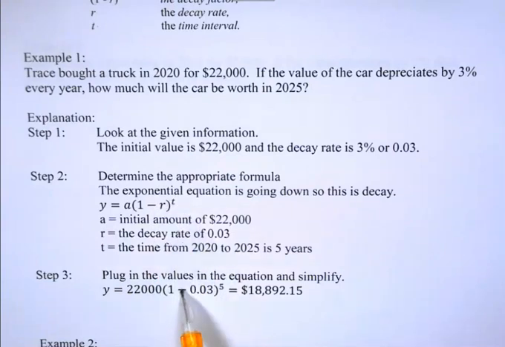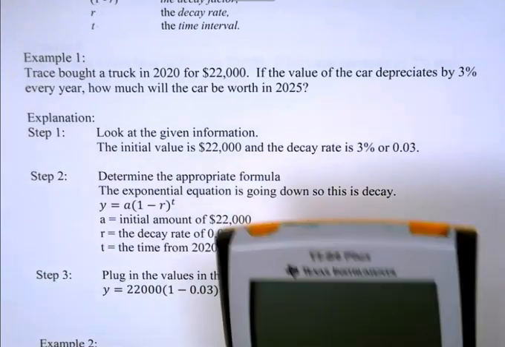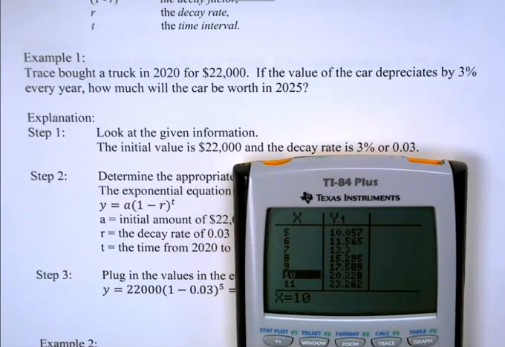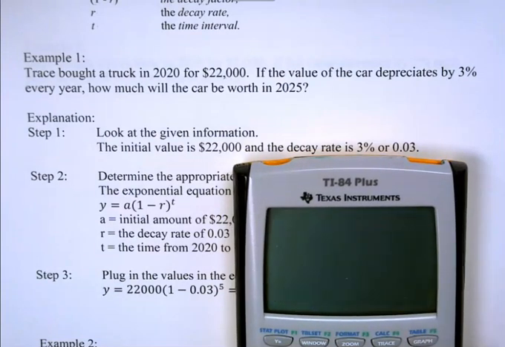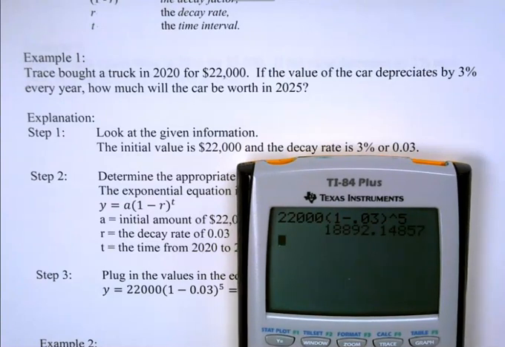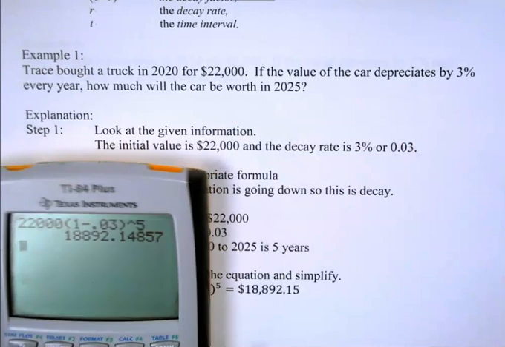So I plug those pieces of information in, and I'll get $18,892.15. So you can type that directly in on your calculator. So I have 22,000, parenthesis 1 minus 0.03. And that's to an exponent of 5. And that gives me the $18,892.15.